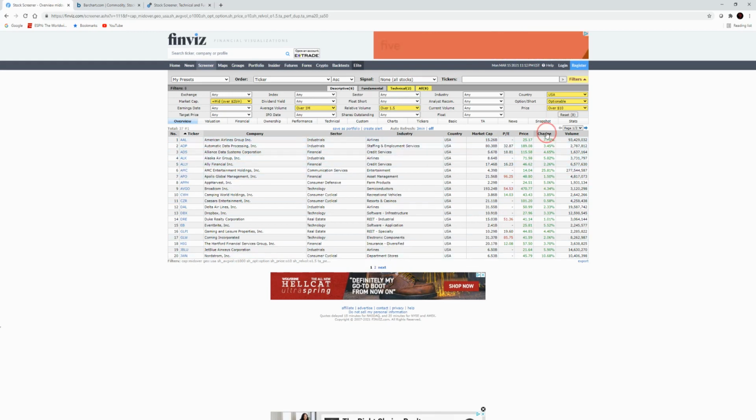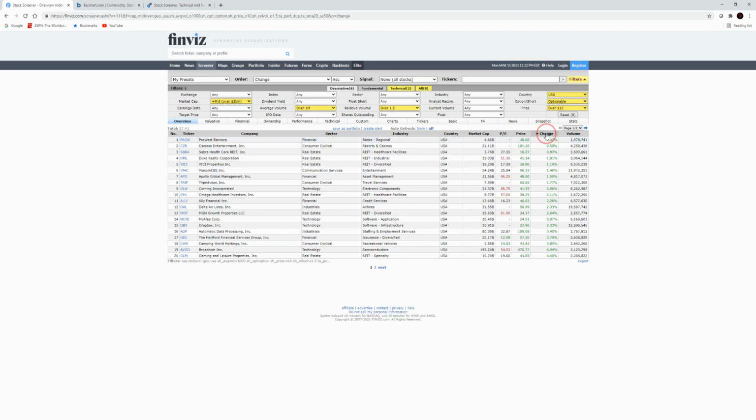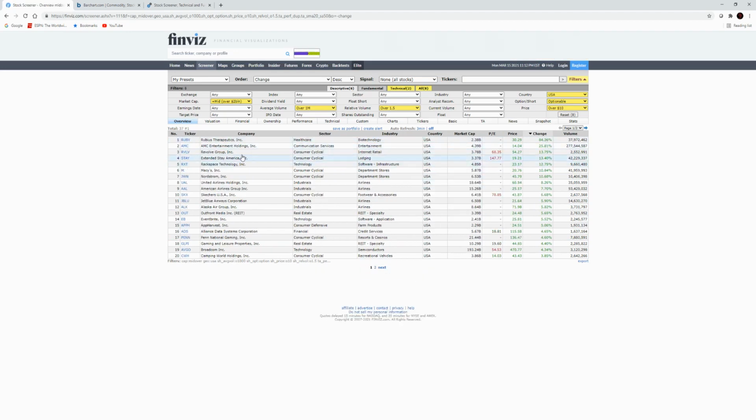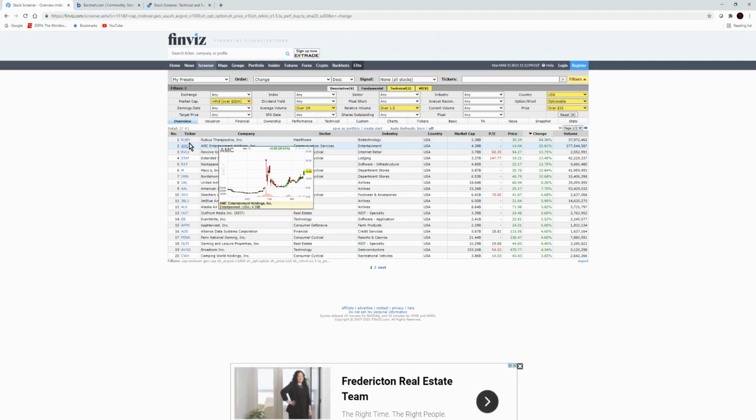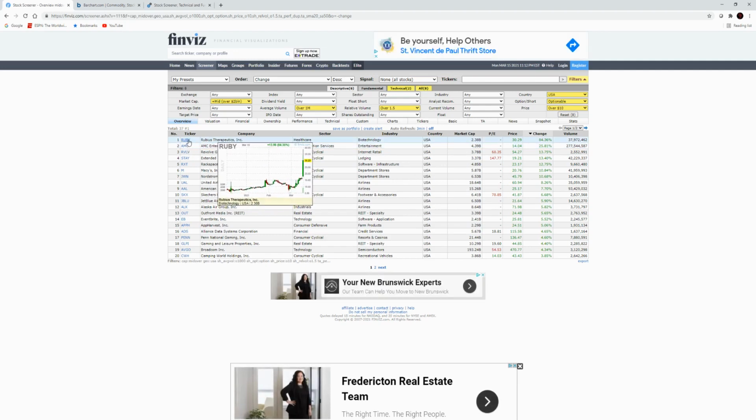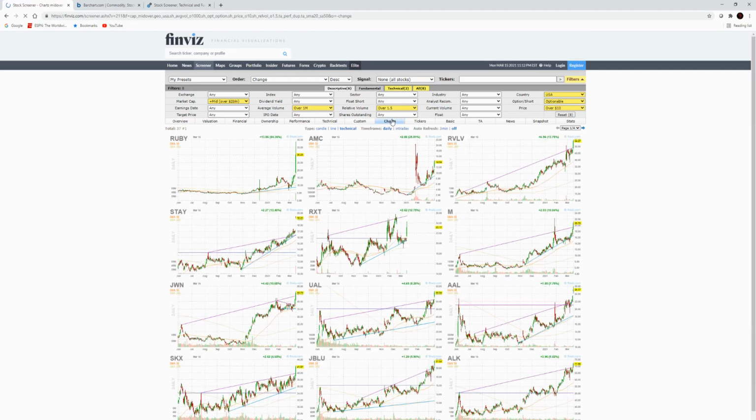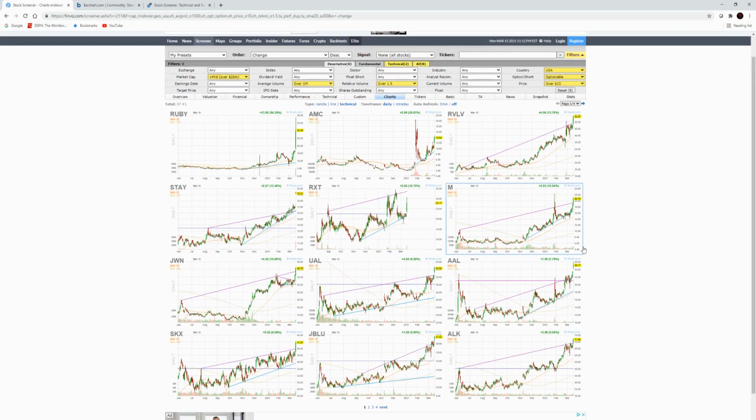And then you can sort it however you want. You can sort it by change, so lowest to highest. So you can see we got Ruby, AMS, and you can hover over these to see the quick charts, which is really nice. Or if you'd like, you can actually just click the charts here and have a quick overview of all the charts. So you can see the good setups and the ones that you want to play and be like, okay, we like these here. Let's go with these.